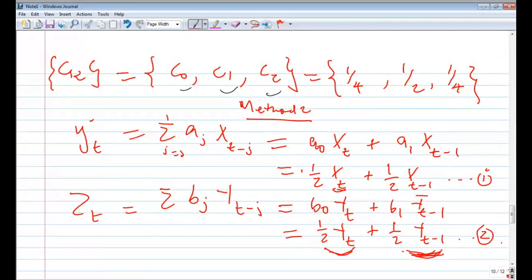Okay, let me start from scratch. I said we are going to have two equations here: time series yt and zt. In fact, what are we calculating here? We are calculating the weight. Isn't that we were calculating the weight before? Then we got 1 over 4, half, and 1 over 4. You still remember that one?